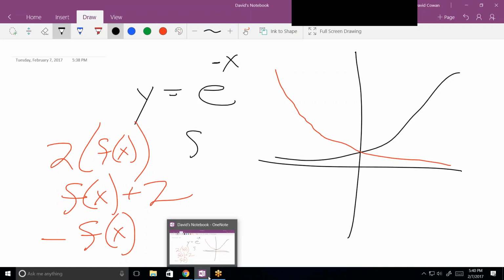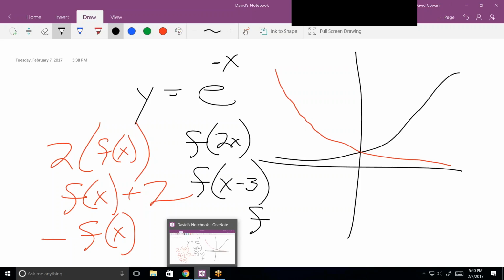And horizontals are f of 2x, that's inside the function. That's a horizontal stretch or shrink. Or if I had this, that's inside the function. That's a horizontal shift. And if I had f of negative x, that's inside the function. That's a horizontal reflection. So these are all vertical. These are all horizontal. And if you separate them into those 2 categories, it makes transformations a lot easier to solve and figure out and think about.